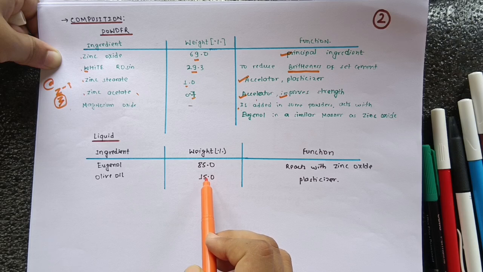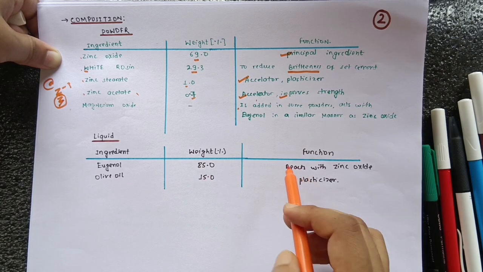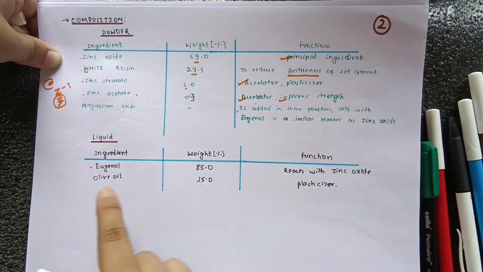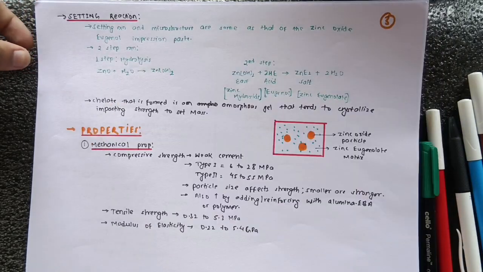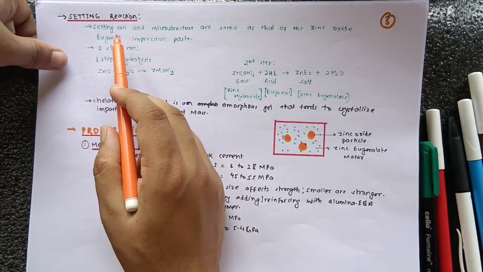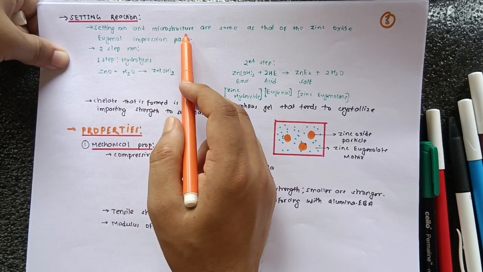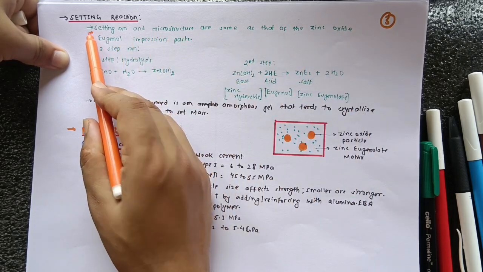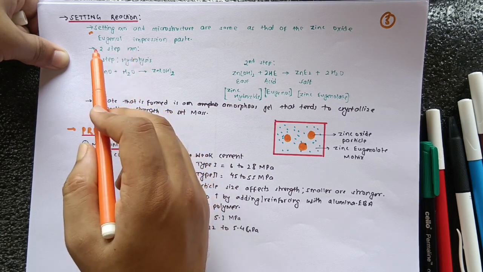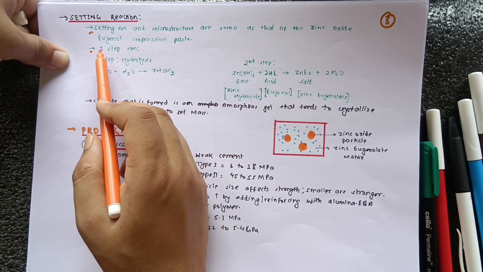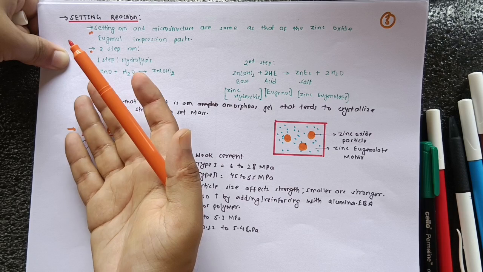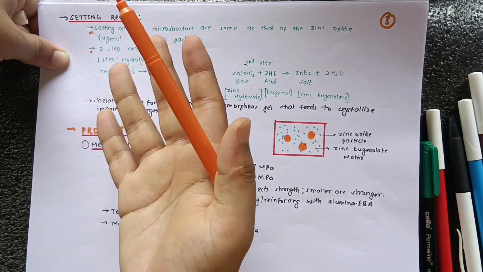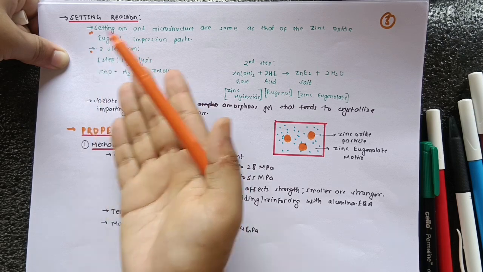Eugenol is 85% by weight and olive oil is 15% by weight. Eugenol reacts with the zinc oxide, so it is a major constituent, and the plasticizer function is of the olive oil. Now in the setting reaction, the setting reaction and the microstructure are the same as that of the zinc oxide eugenol impression paste, as I have discussed earlier, and it is a two-step reaction. This is also similar to that impression paste. So covering this cement will also cover that chapter, and when you see that chapter after studying this cement, you will relate a lot more things.